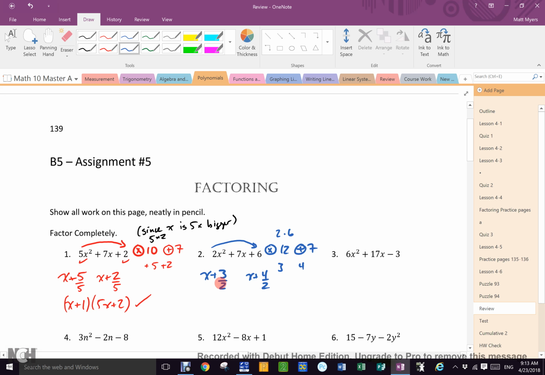Does that simplify? So what goes, the 2 goes to the front, 2x plus 3. Does that simplify? X plus 2, and then I check. 2x times x is 2x squared, I'm right. 3 times 2 is positive 6, I'm right. Yeah?